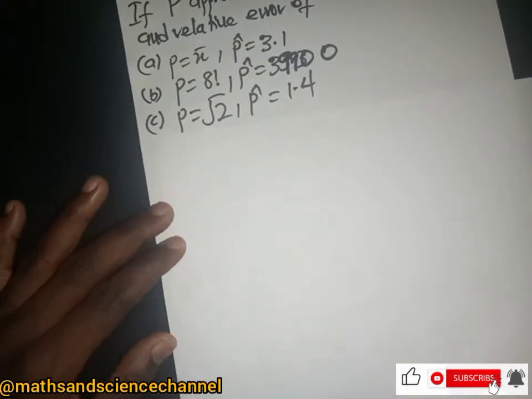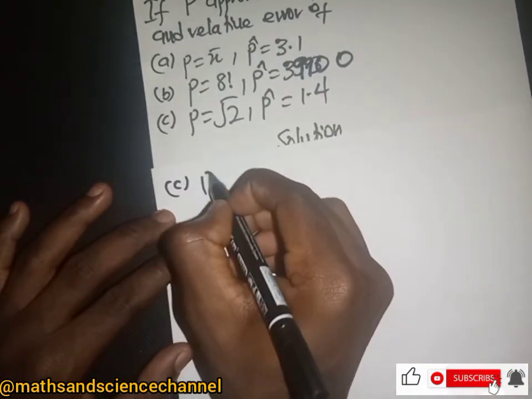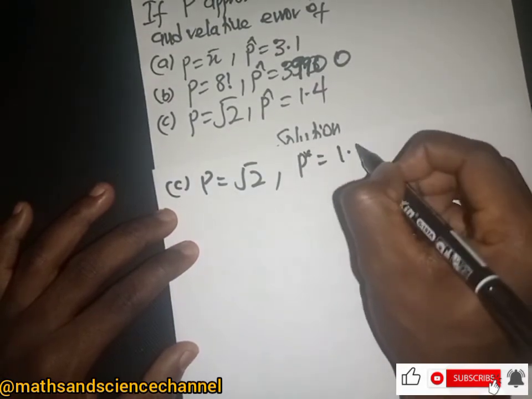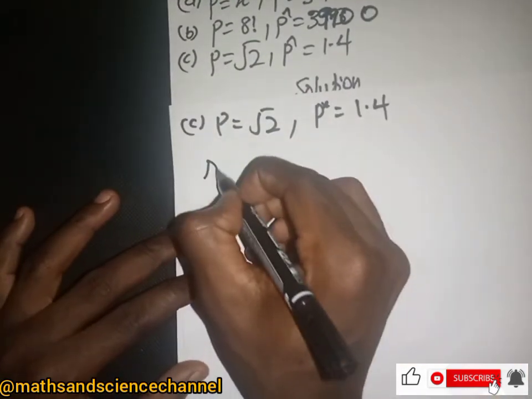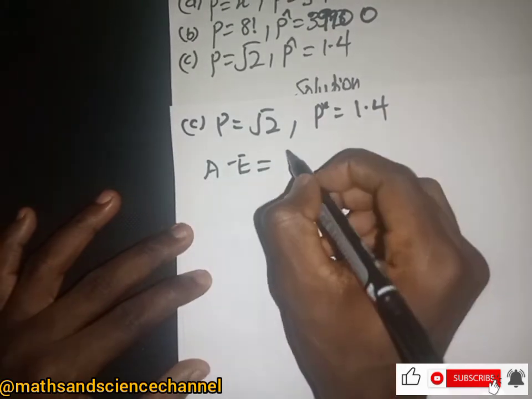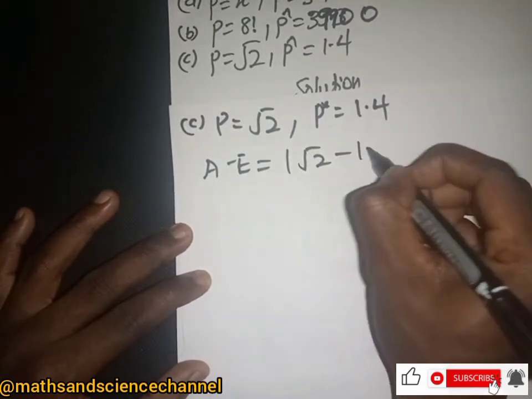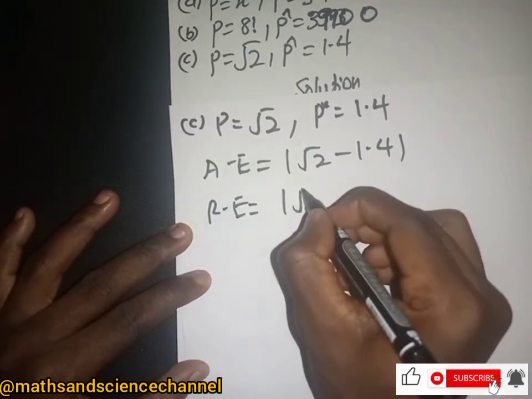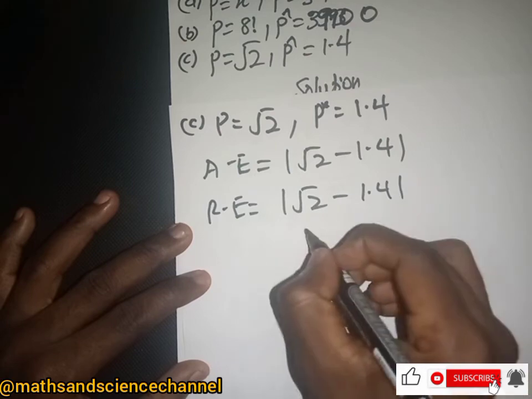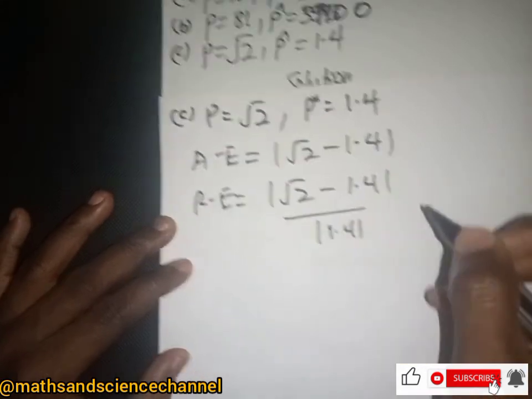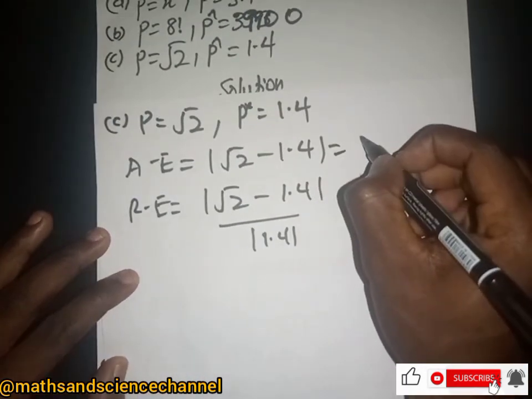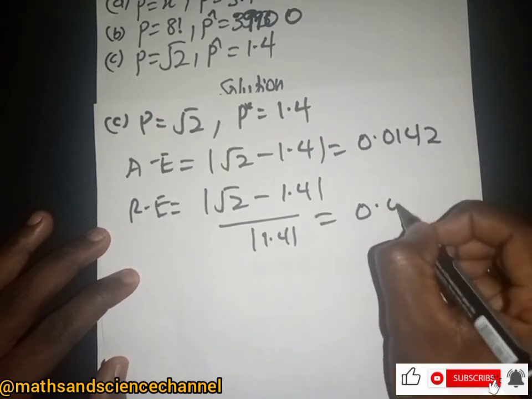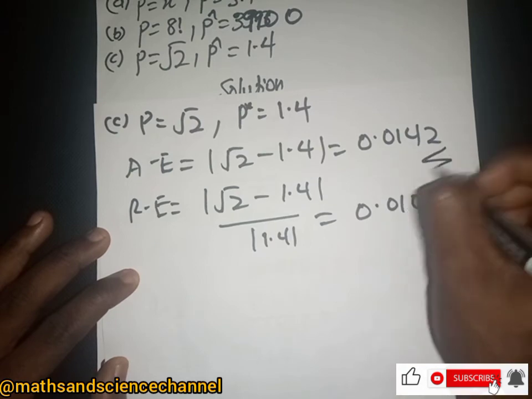So for C, we have P as square root of 2, and then P star here as 1.4. So our absolute error is basically going to be square root of 2 minus 1.4 here, and then our relative error is going to be square root of 2 here minus 1.4, then being divided by 1.4 here, and this is just going to give us 0.0142. And this will just give us 0.0102 for both of them.